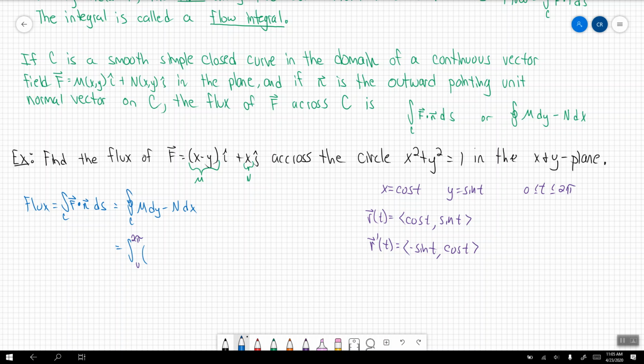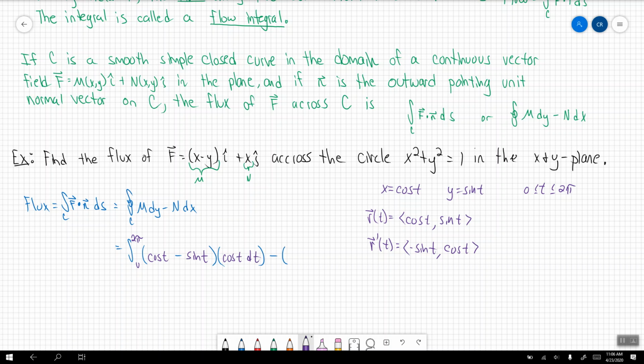My function m was x minus y. But according to our work, x is actually cosine of t, so that's cosine of t, and then minus y was sine of t, so it's going to be sine of t. There we are. So in this particular case, this was m. Now we need my dy. When we're looking at dy, we're looking at the differential for the y component. The differential for the y component is cosine of t dt, there we are, minus the n component.